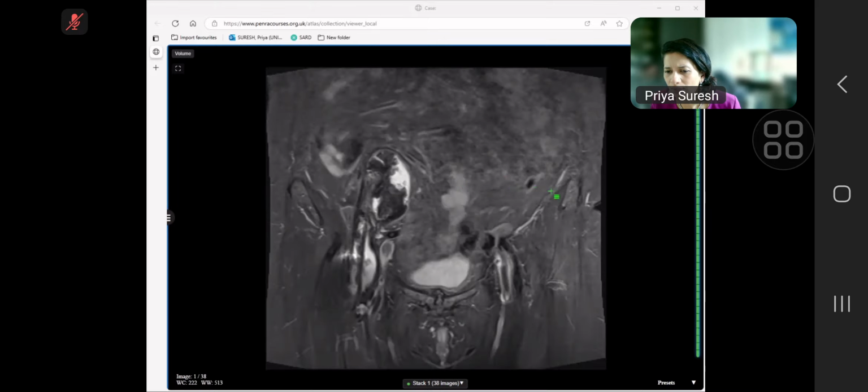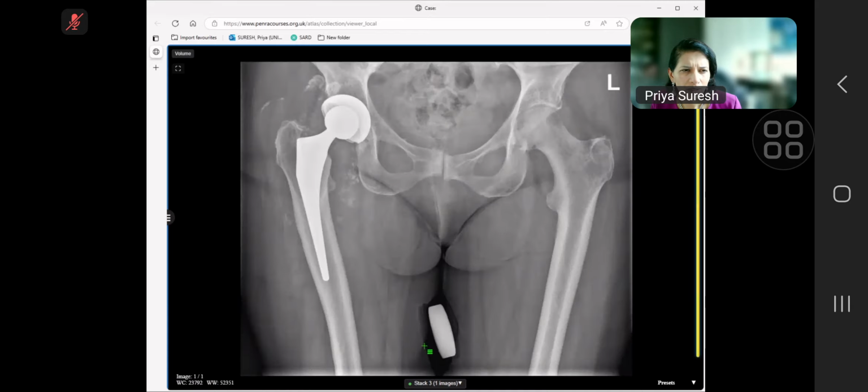Okay, so this patient is coming with a painful right hip.